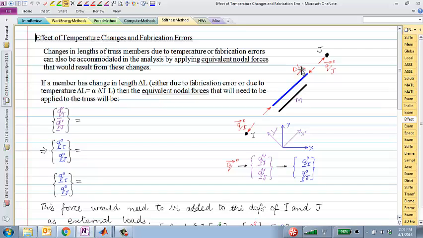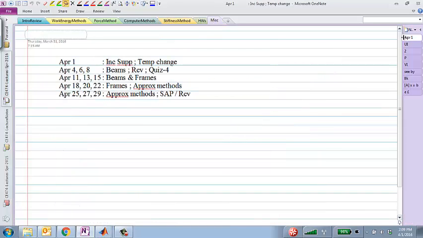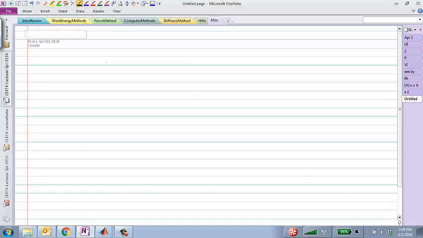Okay, here's the question. If I apply a force P, what is the change in length of a truss member? PL over AE. Let's write that as a separate page here. So delta for a given load P is PL over AE.